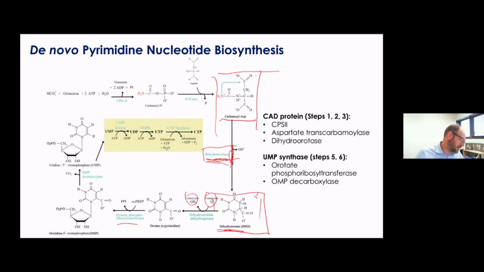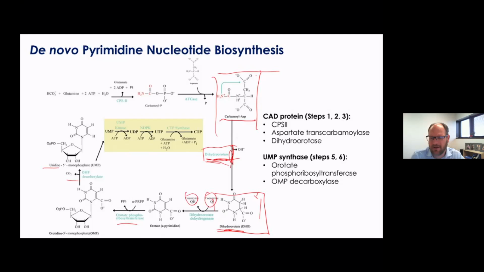Then orotate is converted into orotate 5-monophosphate, or OMP. This is a nucleotide that's not part of our standard nucleotide language. And then it's decarboxylated in the step to ultimately make uridine 5-phosphate, UMP.